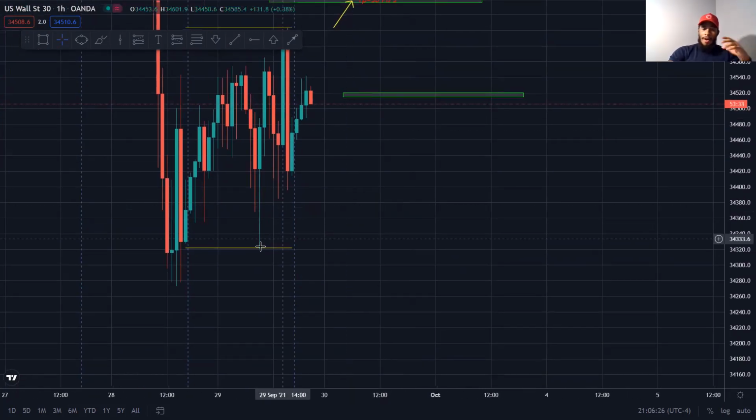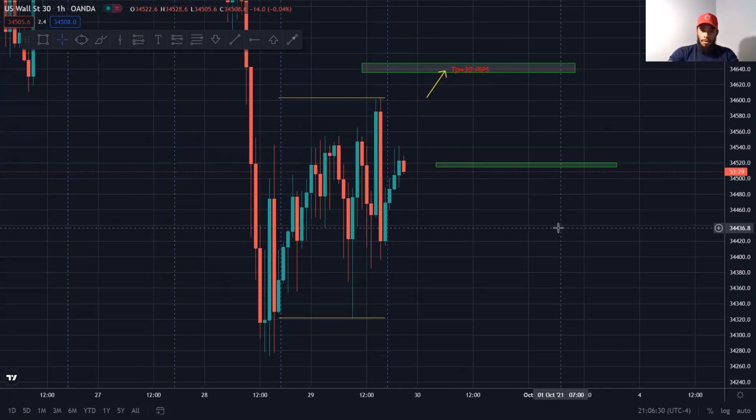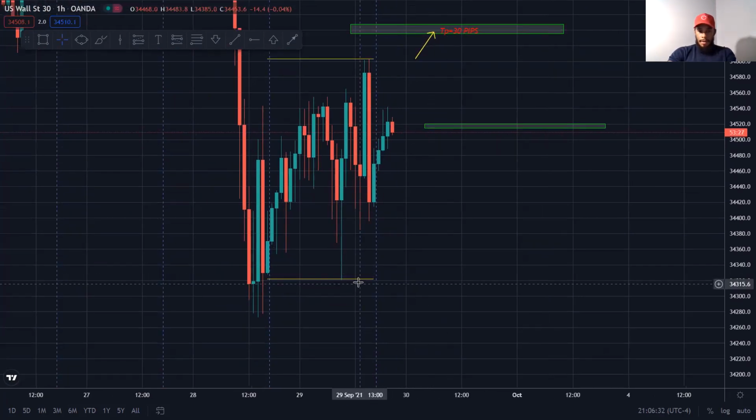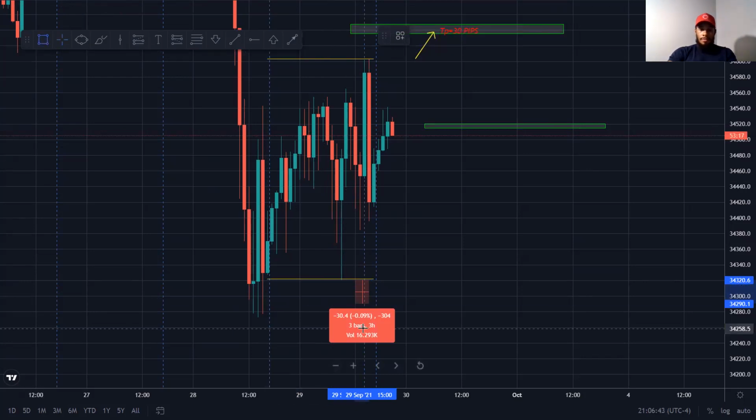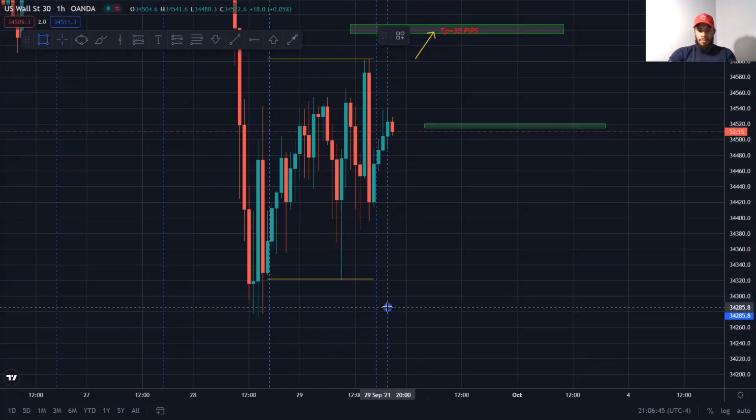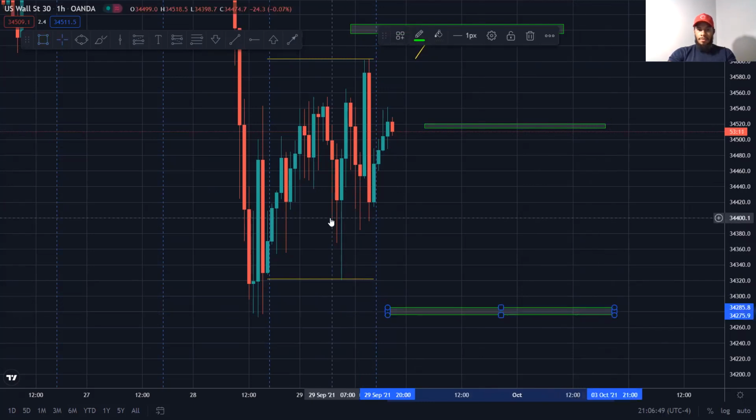But as you can see, there's the lower low, and this lower low is 30 pips. You go 30 pips down. So this would be a sell stop. Mark your 30 pips. This would be a 30 pip area. That's your TP, take profit.